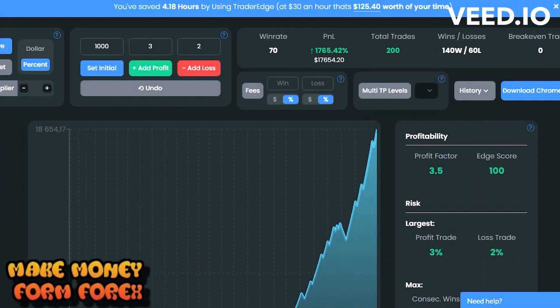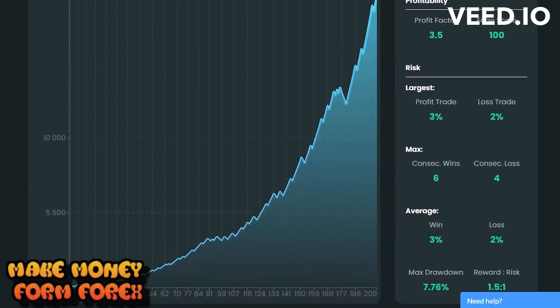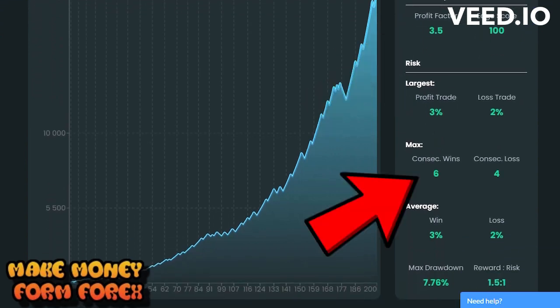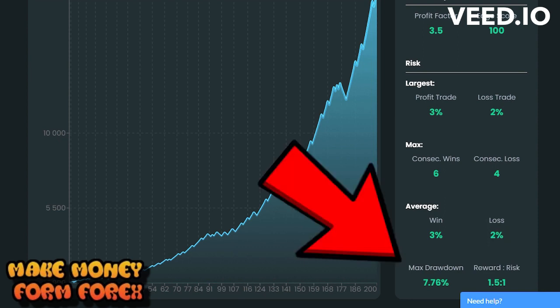And after 200 trades, here are the results. The win rate was at 70%, while the overall gain on the account was 1,765%. It had an amazing profit factor of 3.5 and 6 consecutive wins against 4 consecutive losses. And the drawdown was only 7.7%.